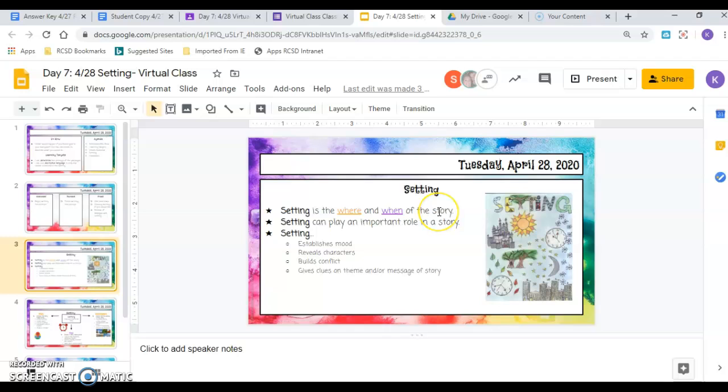Setting is the where and when of the story. Setting can play an important role in the story. It establishes the mood, reveals characters, builds conflict, and gives clues on theme or messages of the story.